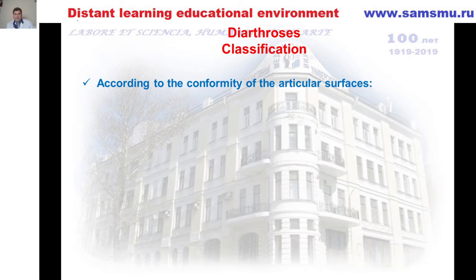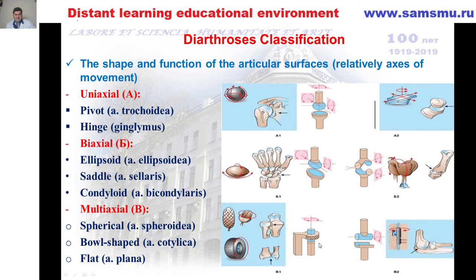You may see a cylindrical joint, pivot joint, on this picture. A classic example is the articulation in the radio-ulnar joint, where the movement is inward pronation and outward supination. The atlanto-axial joint also belongs to this type. There is another form of uniaxial joint, hinge joints.